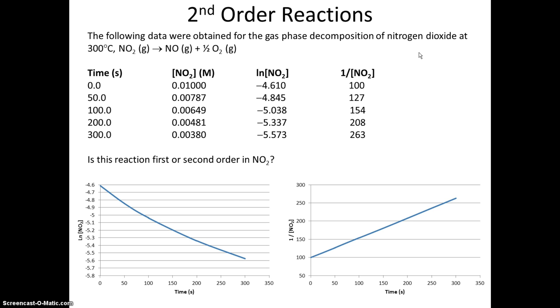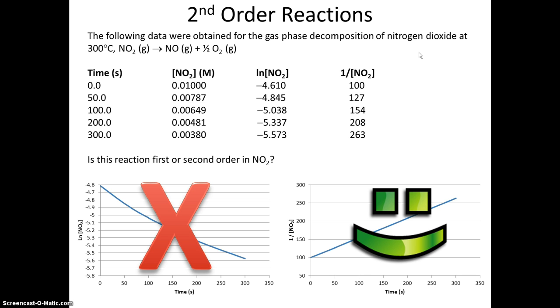Oh, look at the inverse. The inverse is almost perfectly linear, while the natural log form is slightly curved. So we can put a big nope next to the natural log. That's not quite linear, so we will ignore that. It's not first order, therefore this reaction appears to be second order. And that is what we do.